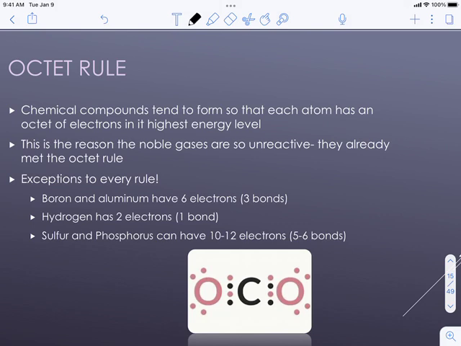Okay, we have something called the octet rule. Octet, if you had to think of a number that comes to mind with oct, I'm thinking octagon, 8. Octet rule has to do with the number 8. And this is saying that when you're forming compounds in the real world, they tend to form so that each atom has an octet, or 8 electrons, in its highest energy level.